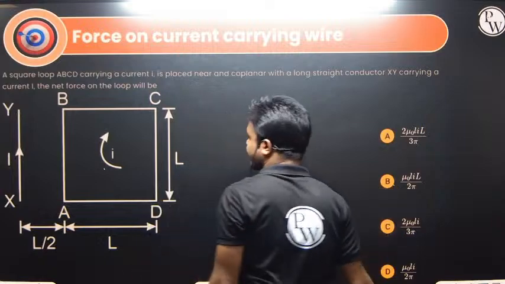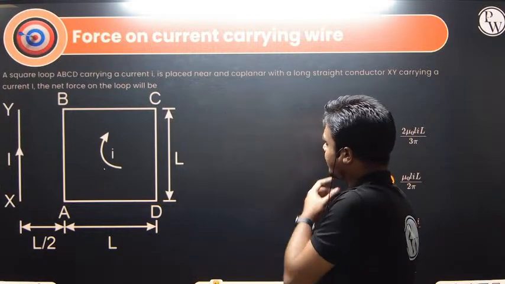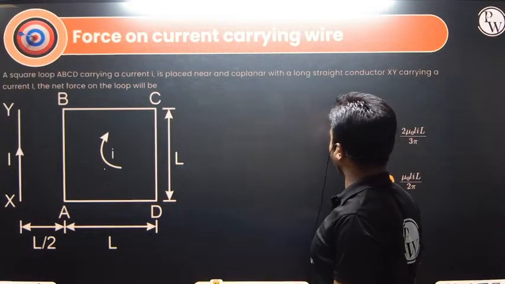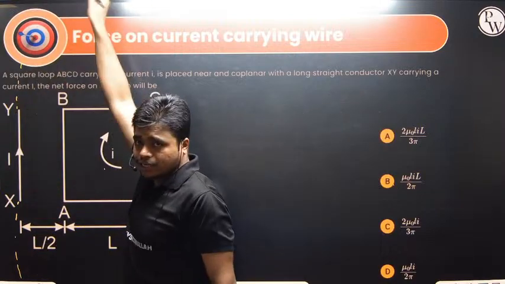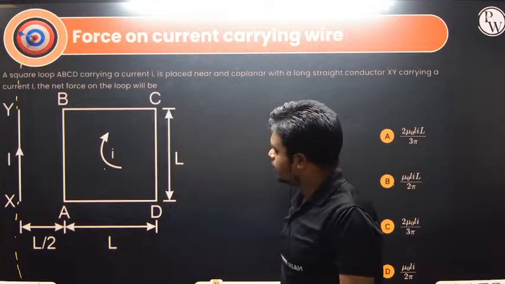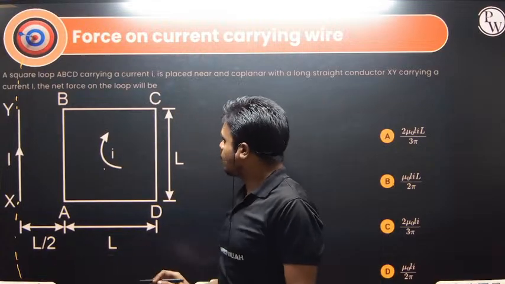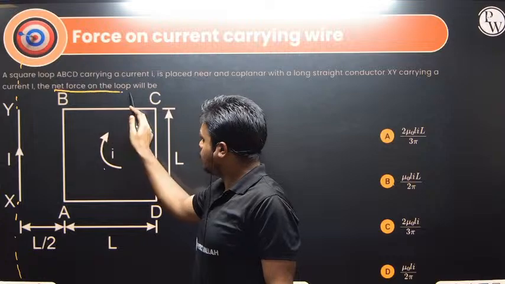So this question: a square loop ABCD carrying a current I is placed near and coplanar with a long straight wire. So this one is the long straight wire. It is going towards the sky and towards this side, the downward side. So this is a long straight wire. Because of this, what do we have to find? The net force on the loop will be given by.